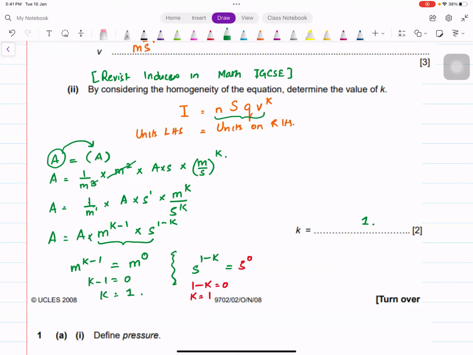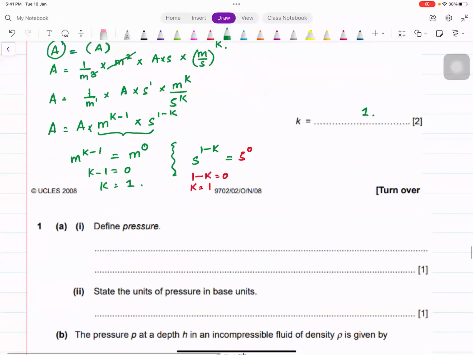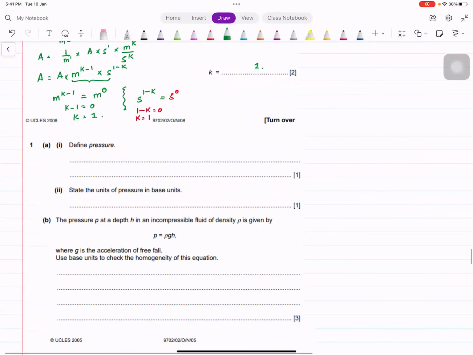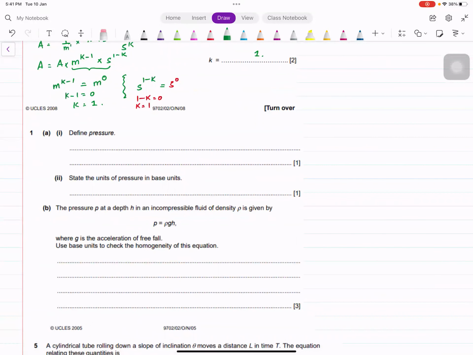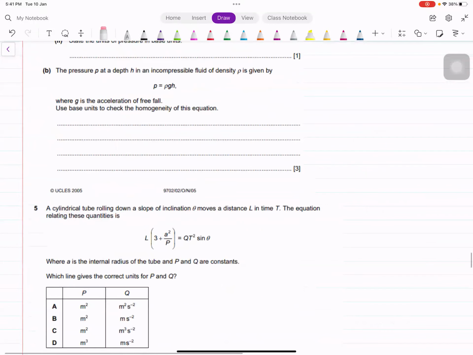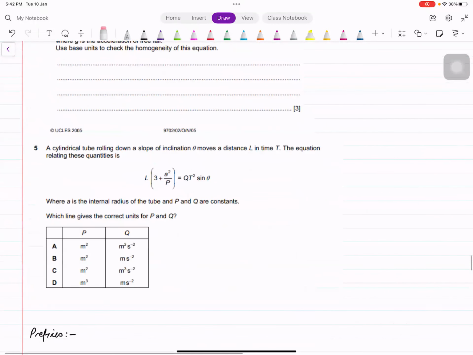All right. Now, so the next question we have is this. And this question I would like to give you as homework. Okay, so in this one, you just need to prove homogeneity of the equation. Pressure equals rho g h, so force over area, left hand side, right hand side. I am sure you will be able to do it. But I would like to continue with question number 5.